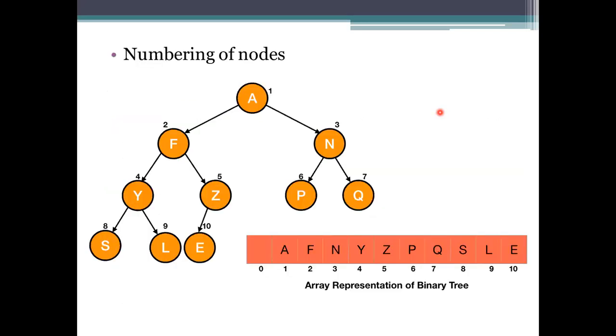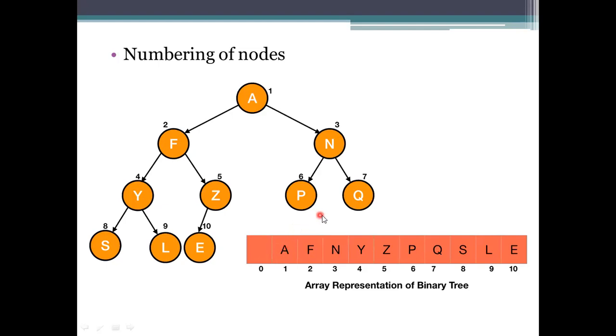Why? Because I will show you. The numbering of the nodes will start from 1, but in the array we store the elements from index 0, and the 0th position does not have an element. We will keep it empty, and from 1 onward we store the elements. So the size of the representation is the number of elements you are using plus 1.